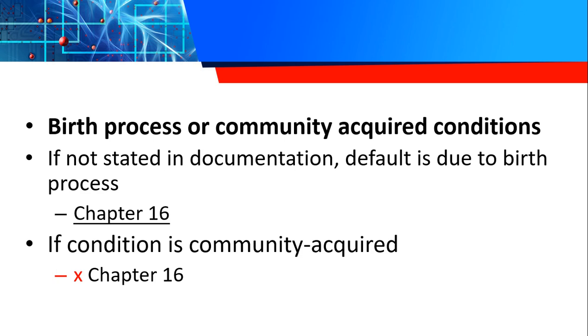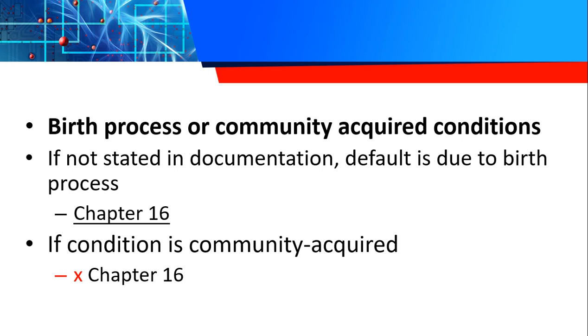Next guideline is your birth process versus your community acquired conditions. I already skipped your number 3 and number 4. Okay, you have your use of codes from other chapters with codes from chapter 16 and your use of chapter 16 codes for after the perinatal period. So let's go to your number 5, birth process or community acquired conditions.